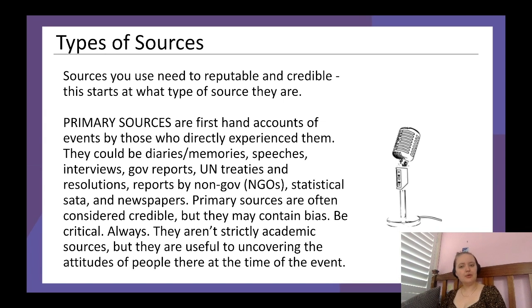Sources need to be reputable and credible, and that starts with the type of sources that they actually are. This is something that's probably quite familiar to a lot of you. We're going to review them quickly now.